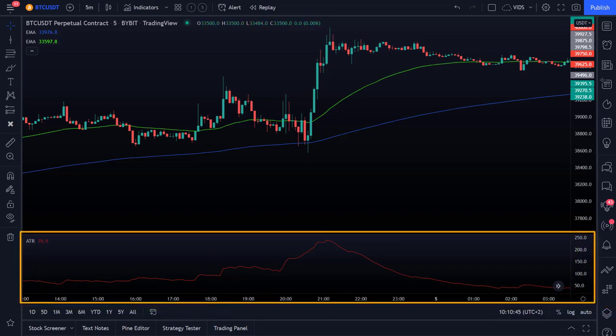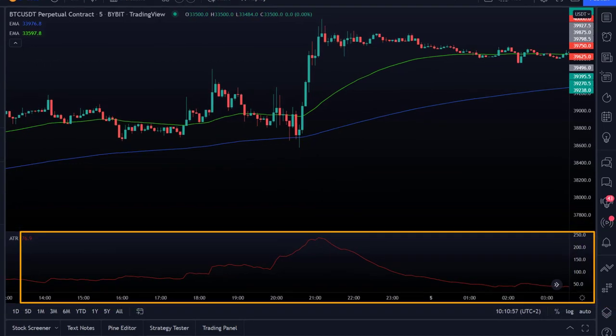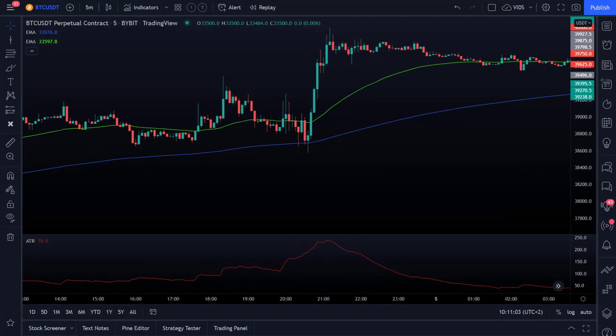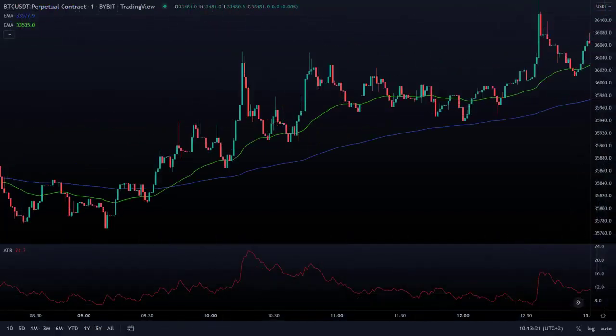We base our stop loss in this strategy on the value of the ATR. Here on the right side of the screen we see that the ATR has a value, and every time we open a position we look at the value of the ATR and base our stop loss and take profit on that. This will become clear later in the video.